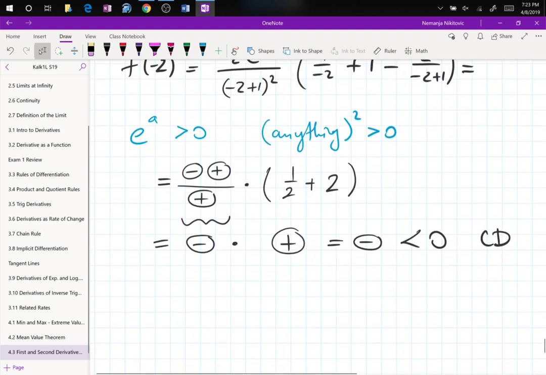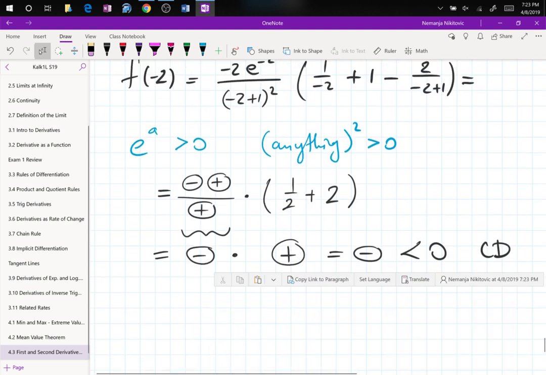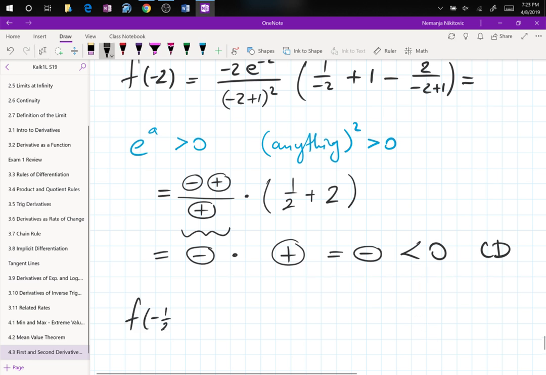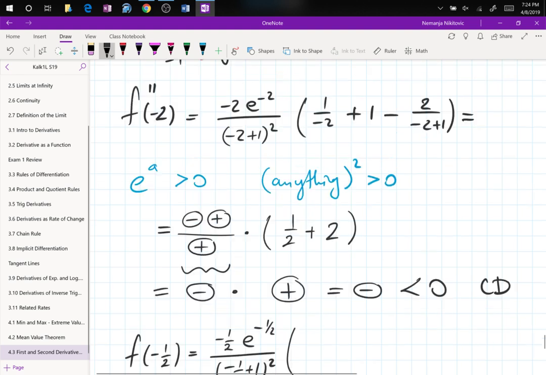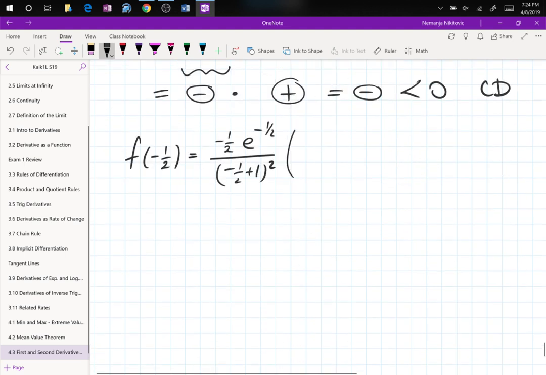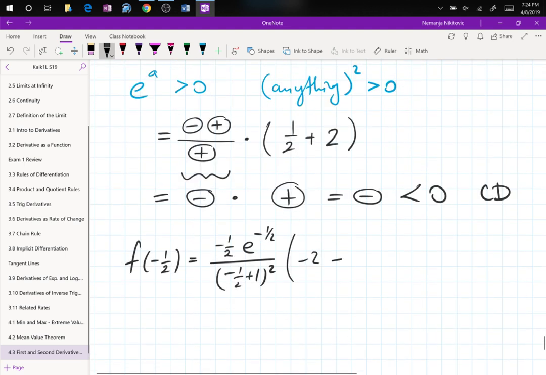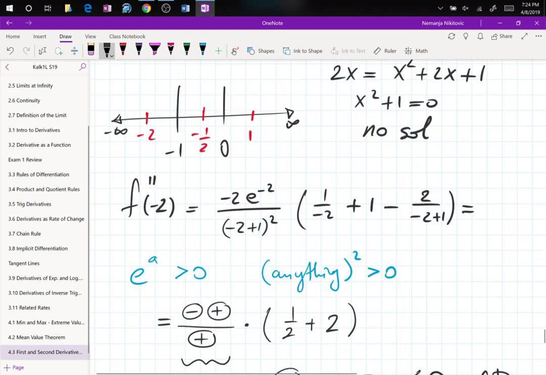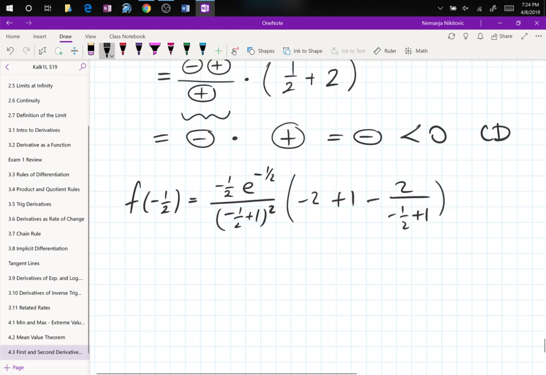Next one is negative 1/2. Use the same. So f of negative 1/2 is equal to negative 1/2 e to the negative 1/2 divided by negative 1/2 plus 1 squared. And then I have, so negative 1/2, let me see. So that's a negative 2 plus 1 minus 2 over negative 1/2 plus 1. Negative 1/2 plus 1? Yep, okay, good.